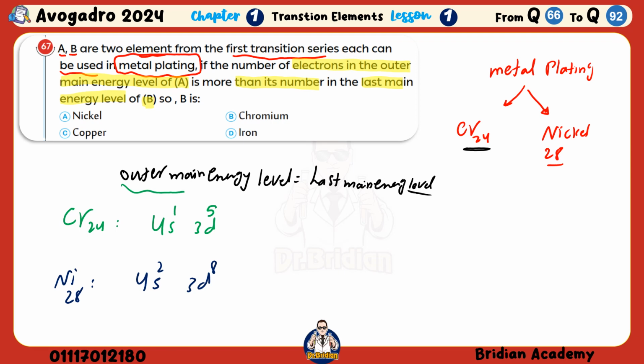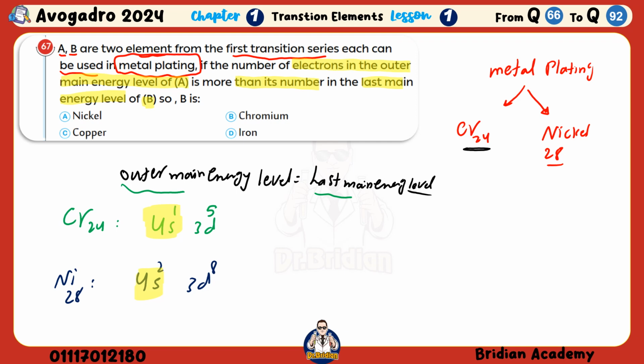Outer main energy level or last main energy level, they are the same in meaning, and you should determine that in these two examples. The last main energy level in chromium will be 4s because it belongs to the 4s principal level, and the same in nickel 28, it will be 4s. They are the outer main energy level, or last main energy level, for the two elements.